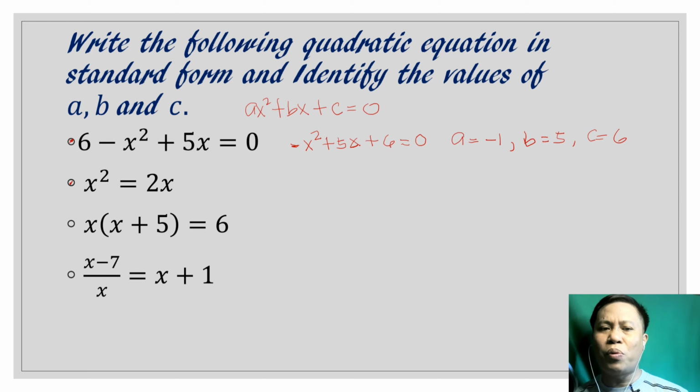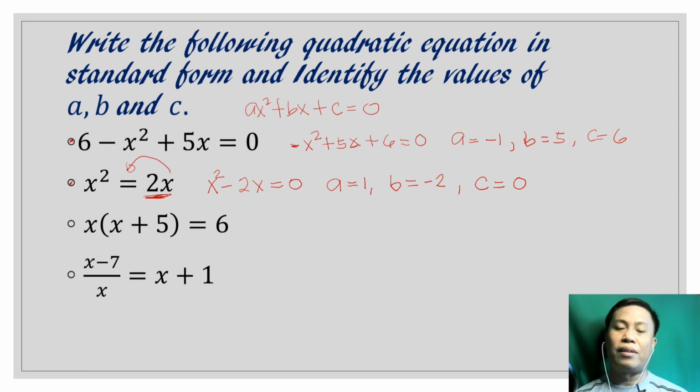Okay, so the second is x squared equals 2x. To write that in standard form, we simply transpose this 2x to the left side. So it will become x squared, and if you transpose 2x, it will become negative 2x equals 0. Then we can now identify the value of a. The value of a is 1. Even though there is no number beside x squared, it is understood that the coefficient is 1. Then your linear coefficient is equal to negative 2. And your constant is 0 because it's the missing term in the given.